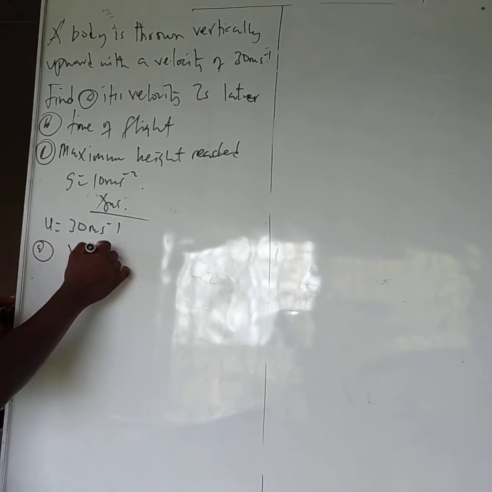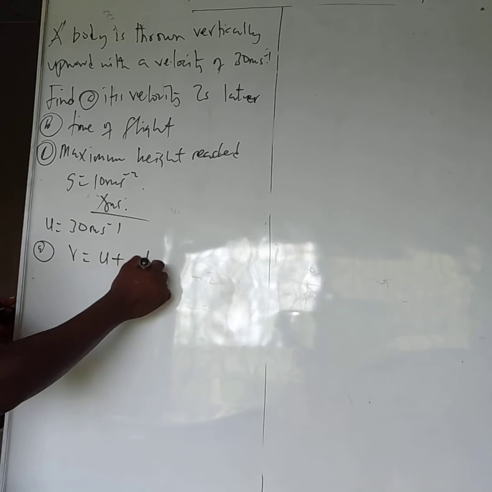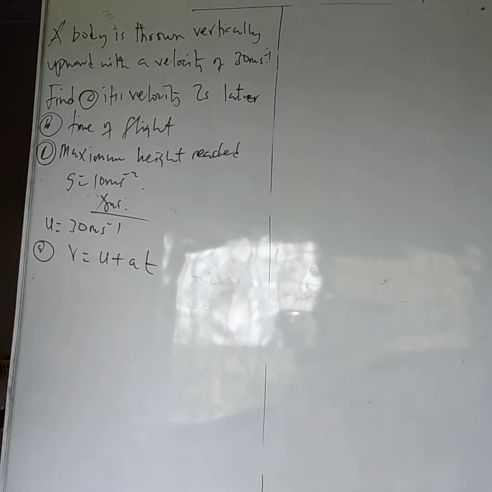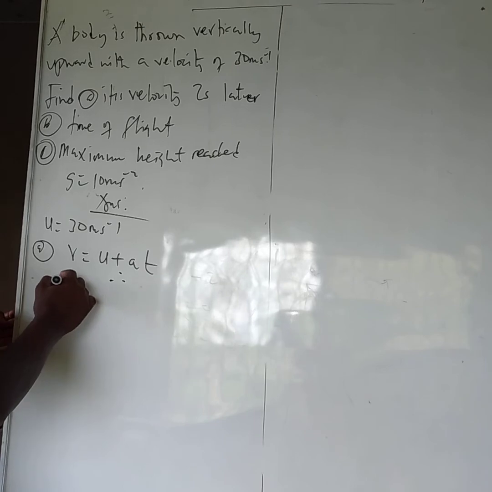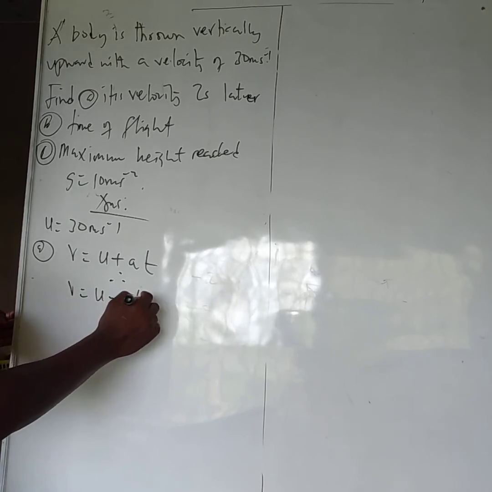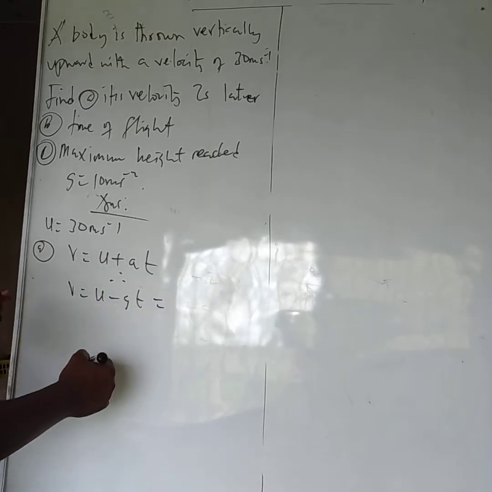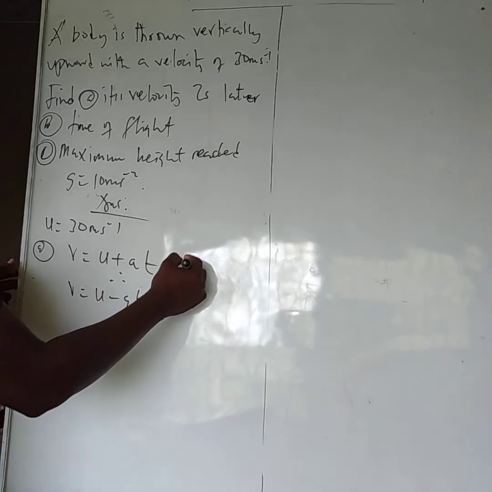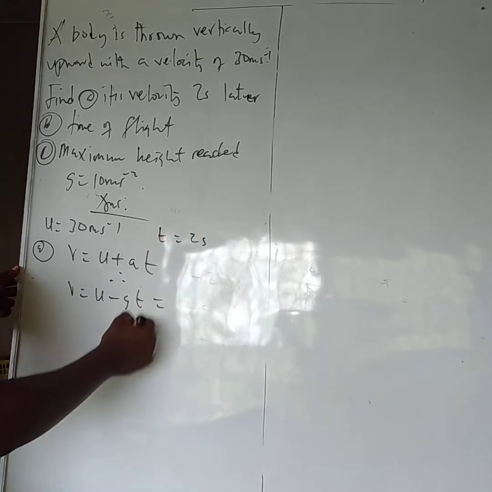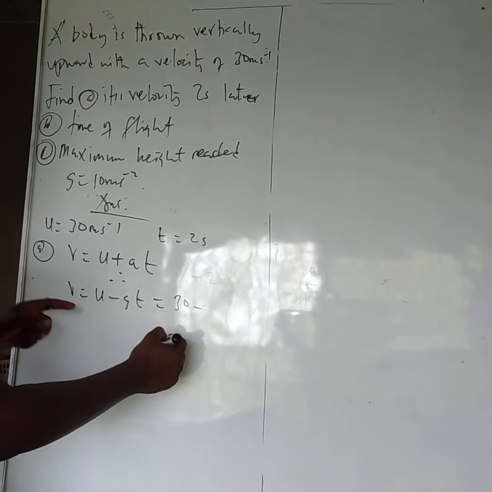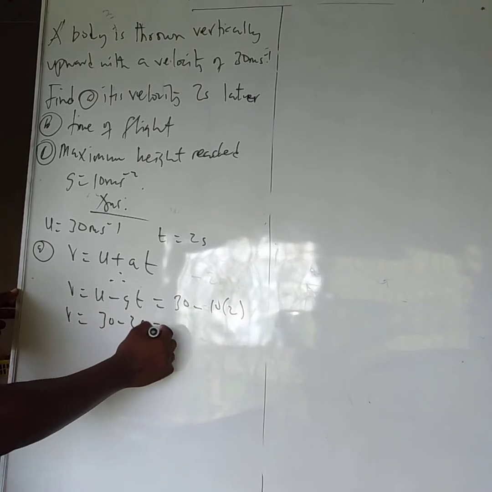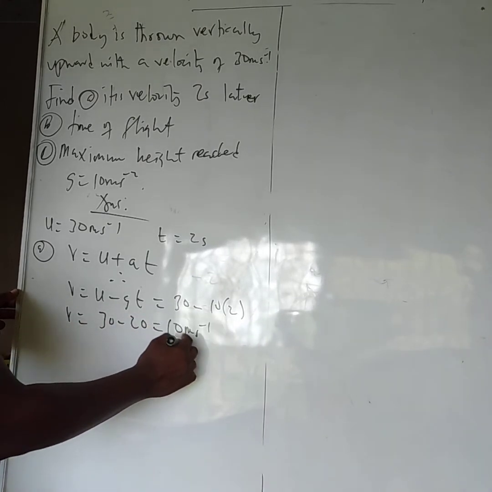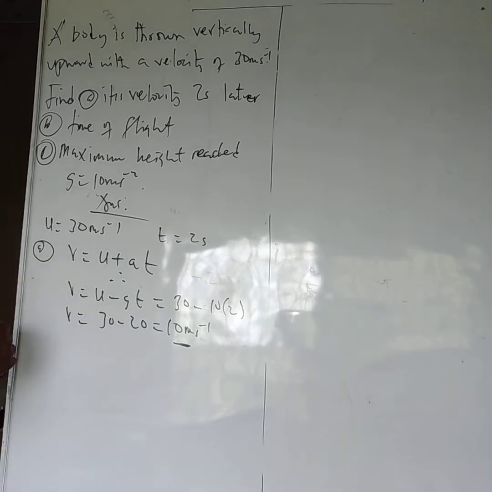We know that v is equal to u plus at. Now, once the body is thrown vertically upward, we know that the body is moving against gravity. So therefore, this equation becomes v is equal to u minus gt. The initial velocity is 30, and the time t for the A question was 2 seconds. So you have 30 minus 10 multiplying 2. So v becomes 30 minus 20, which is equal to 10 meters per second. This is how you go about the A part of the question.